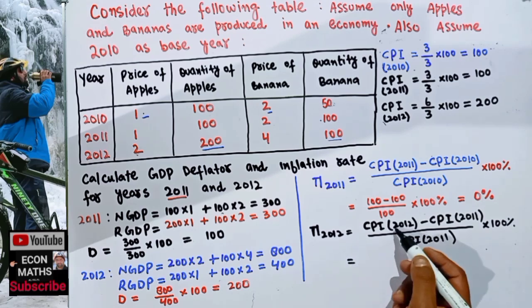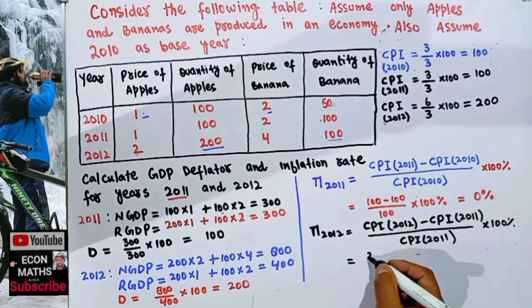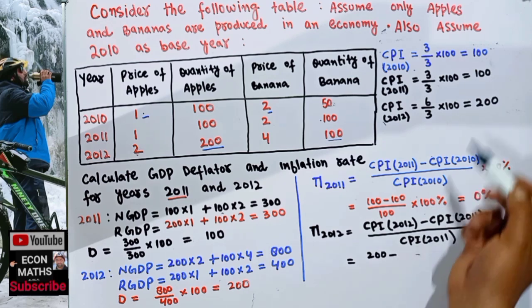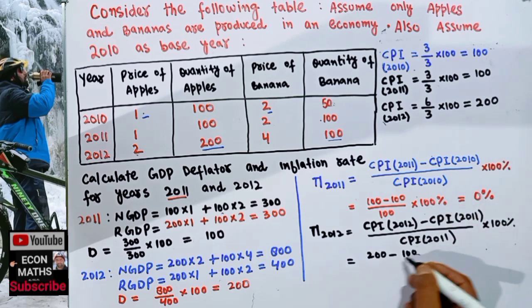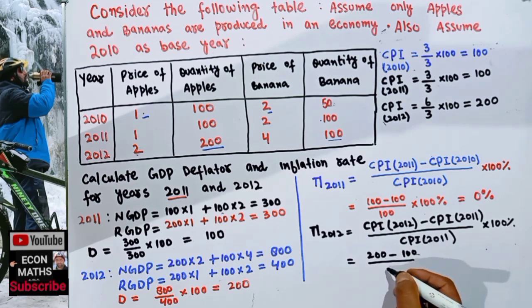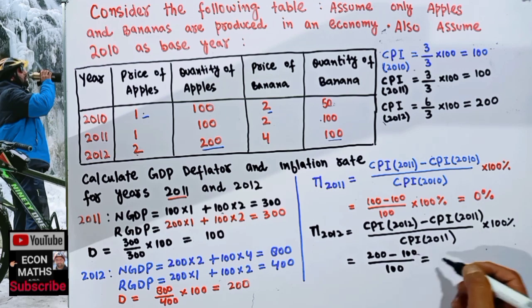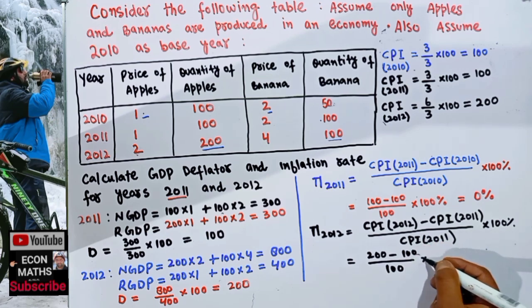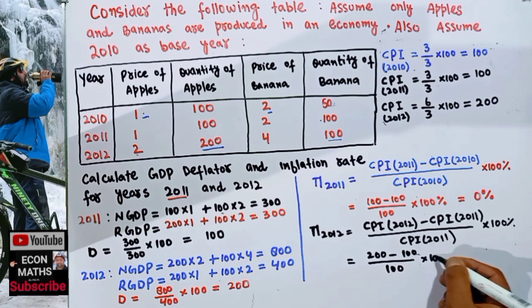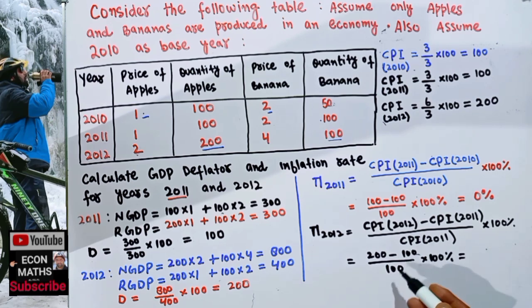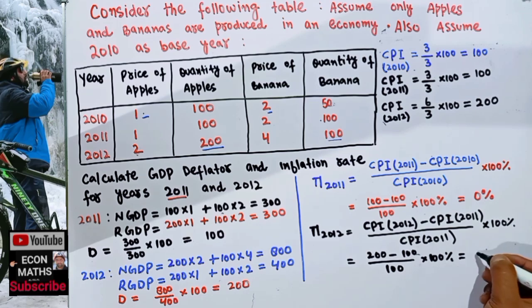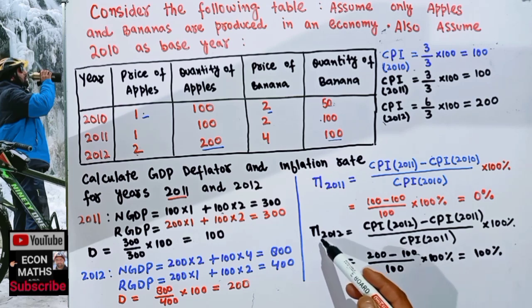So the CPI in 2012 we calculated is 200, and for 2011 the CPI is 100. To this we divide by the CPI of 2011, which is 100. So this is actually 200 minus 100, and to this we multiply by 100%. So this comes out to be 2 minus 1, which is 100%. That means the inflation rate for the period 2012 is 100%.